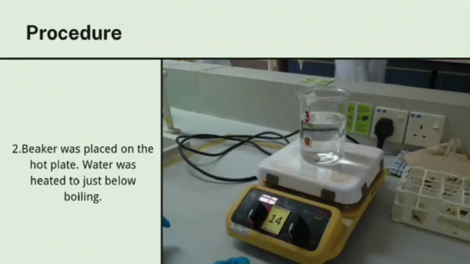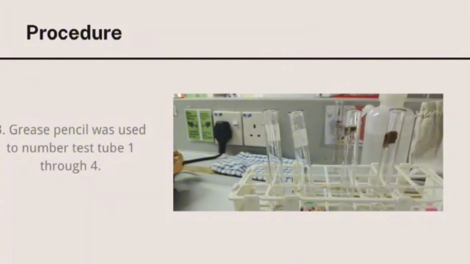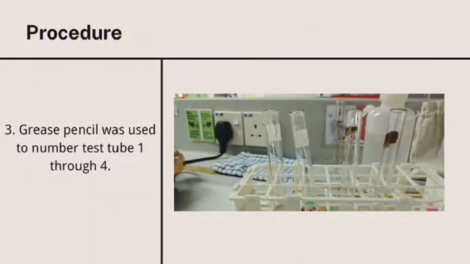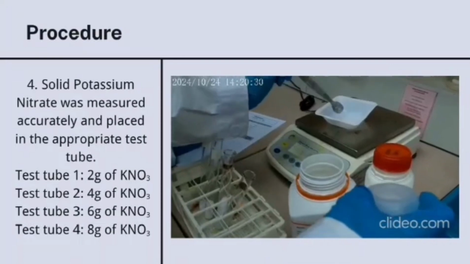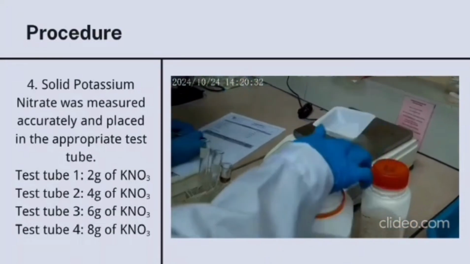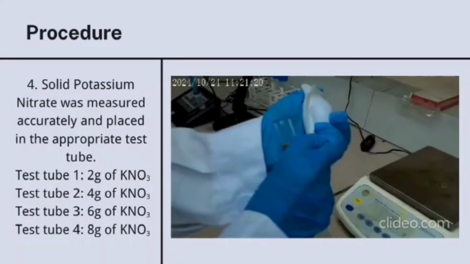Procedure 2. The beaker was placed on the hot plate and the water was heated to just below boiling point. Procedure 3. A grease pencil was used to number test tubes 1 to 4. Procedure 4. Solid potassium nitrate was measured accurately and placed in the appropriate test tube.